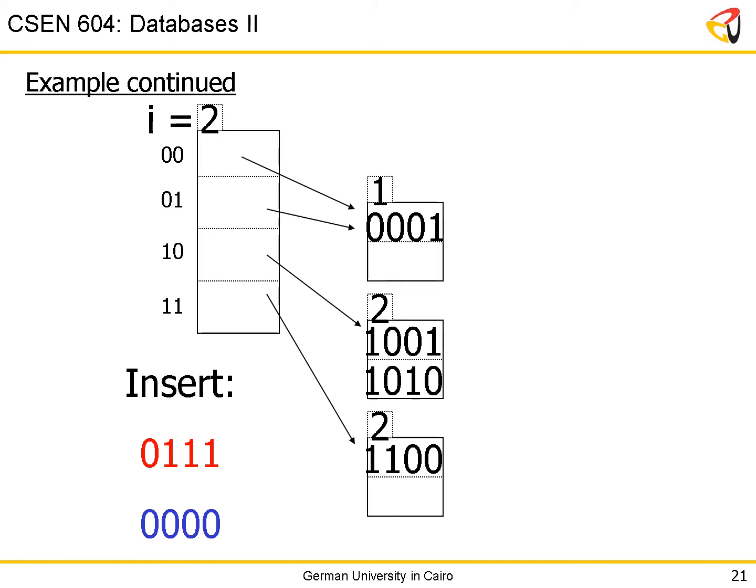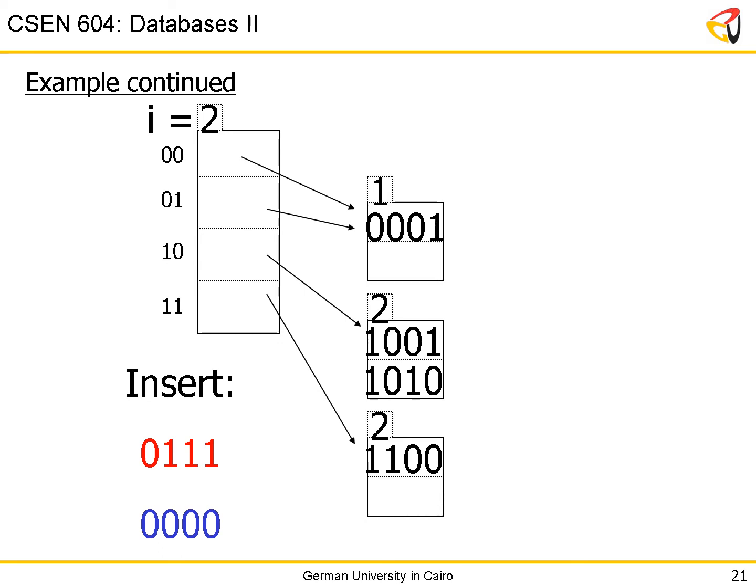So again, I check the I, and the I is equal to 2, so I pick the first 2 bits to the left, which is 00. I follow the arrow coming out from 00 in the directory, and I go to that same page that already has 011. Now I have an issue. The page is full, and I must do the insertion.